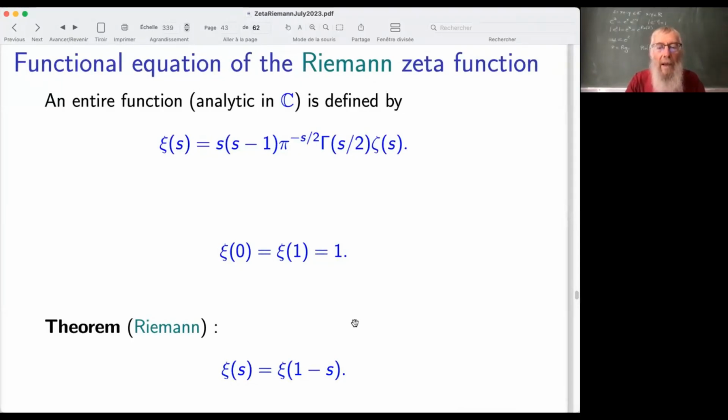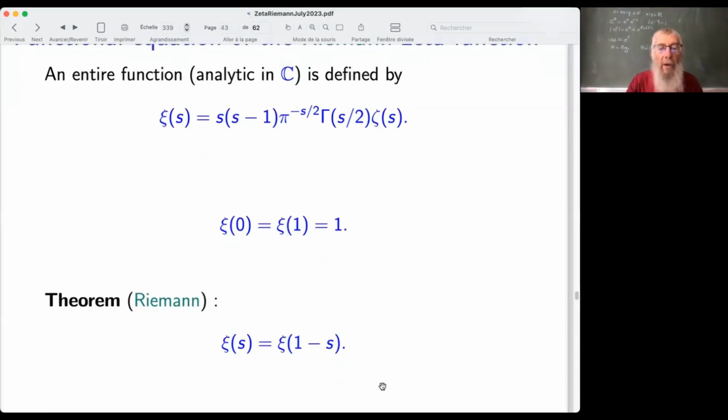So it relates the two connected components of the complement of the critical strip, but it also relates the two halves of the critical strip, which are the real part between 0 and 1/2, and the real part between 1/2 and 1. So we just have to look at the Riemann zeta function for the real part greater than or equal to 1/2, and then if we know the Riemann zeta function on this part, we know it on the other part.